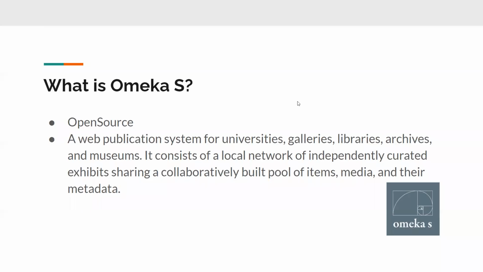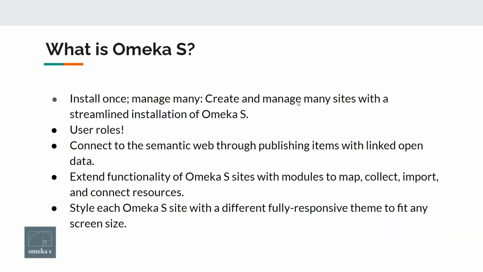So what is Omeka S? It is an open source product, so it is free to use in terms of the software itself. It is a web publication system. It's used by universities, galleries, libraries, museums, and it consists of a local network of independently created exhibits. And one of I think the nicest things about Omeka S is that you can build a pool of items and media and metadata that you can share, not only between the various sites, but of course, within the larger world too. So we're going to go through some of the terminology, and then we're going to look at examples. And then I'm going to actually show you what the back end looks like.